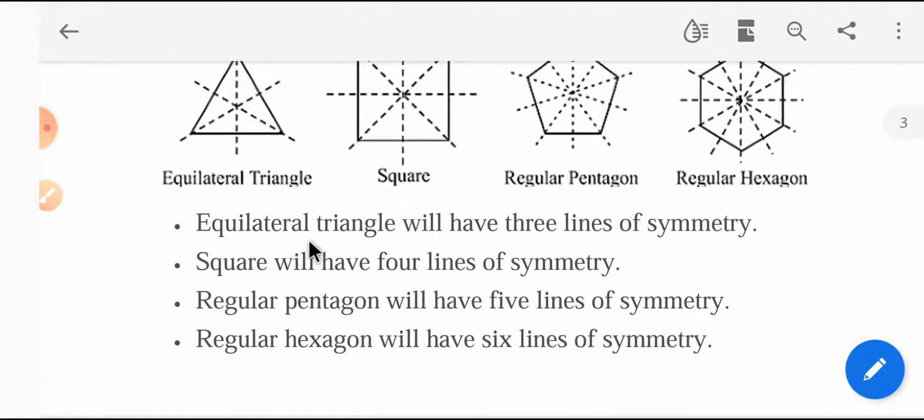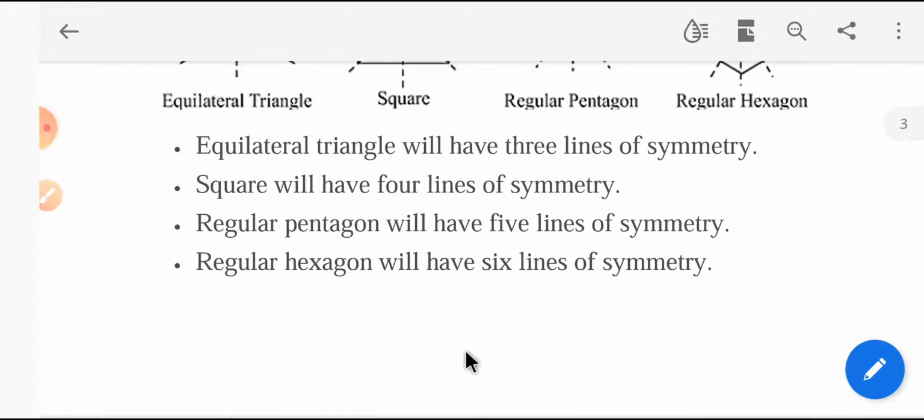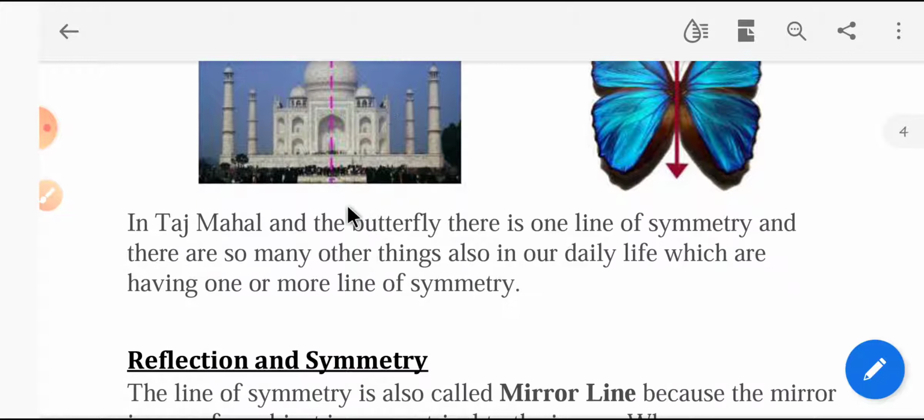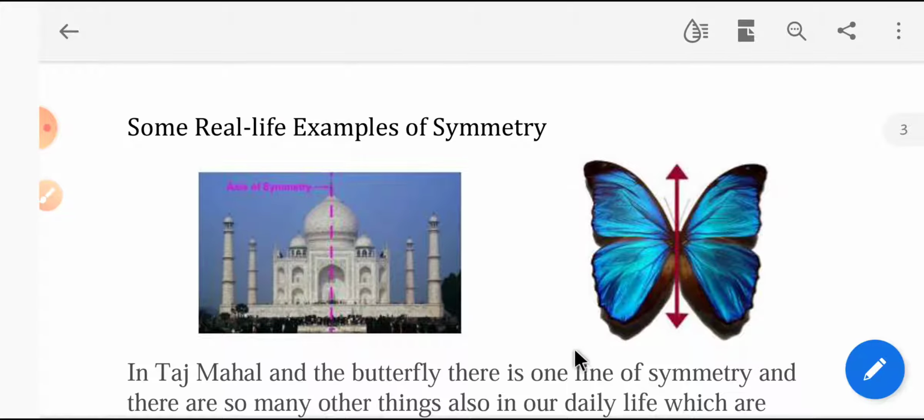So what we have observed is that an equilateral triangle has 3 lines of symmetry, a square has 4 lines, a regular pentagon has 5 lines of symmetry, and a regular hexagon has 6 lines of symmetry. And you can see some real examples like the Taj Mahal and a butterfly. How many lines of symmetry are possible?